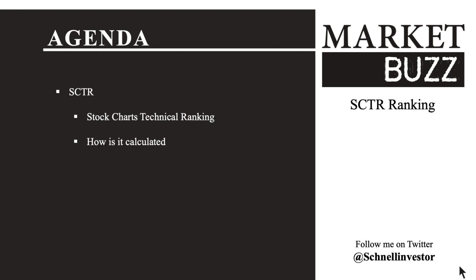So we're going to cover the StockCharts technical ranking system, how it's calculated, why it's important, and then we have new StockCharts technical rankings for the Dow Jones US indexes. There are roughly 104 of those, and they all have SCTR rankings, so that's pretty exciting.